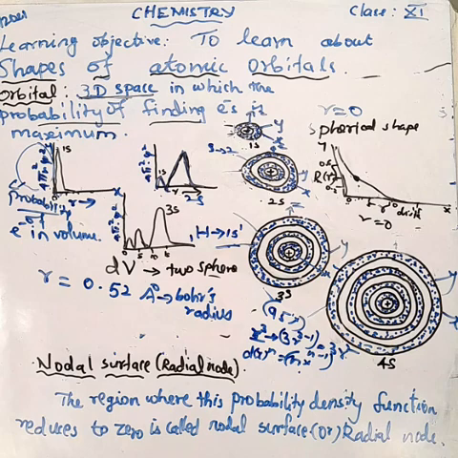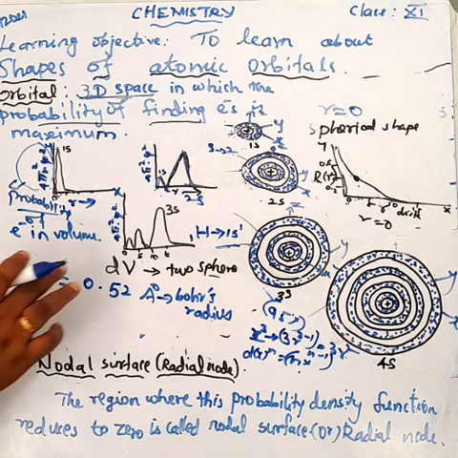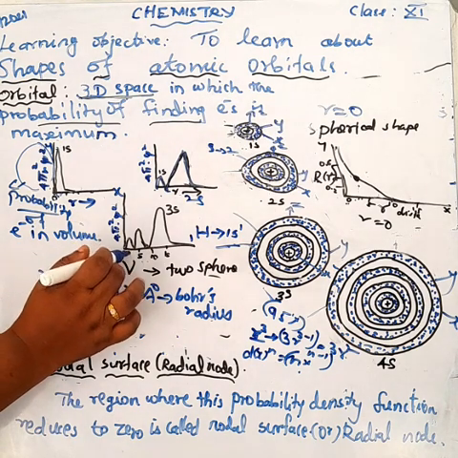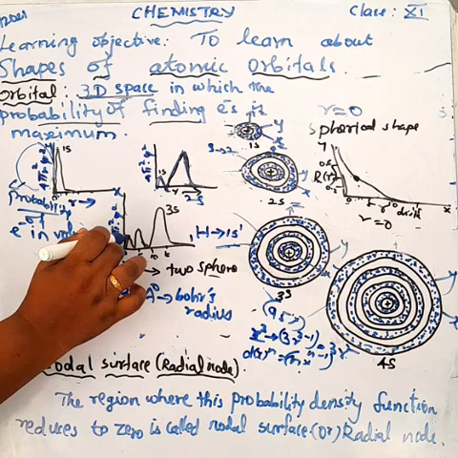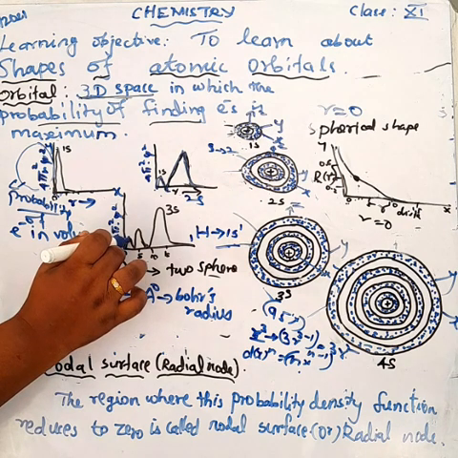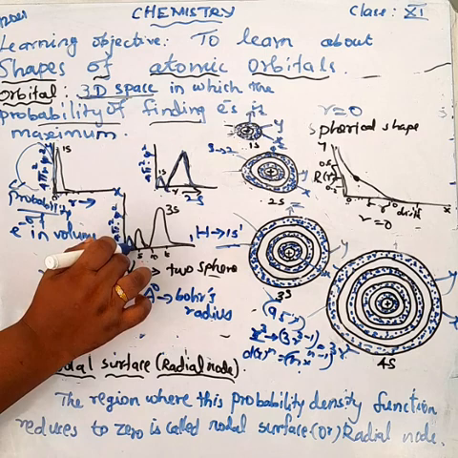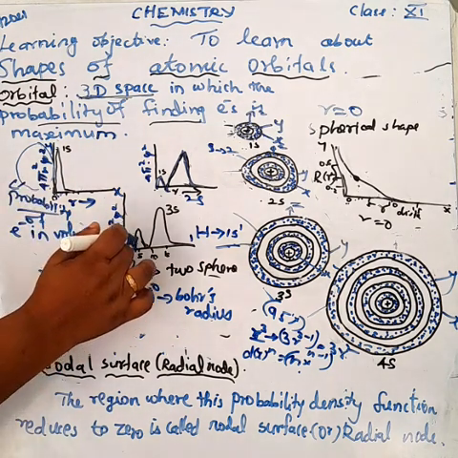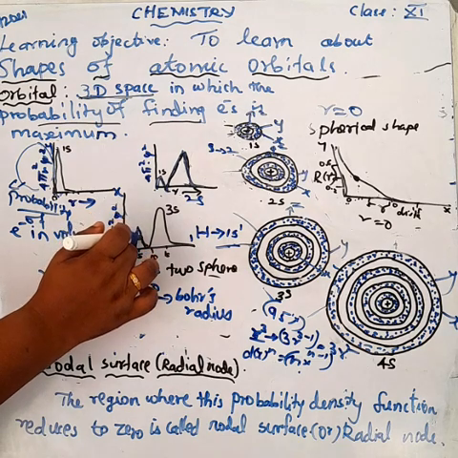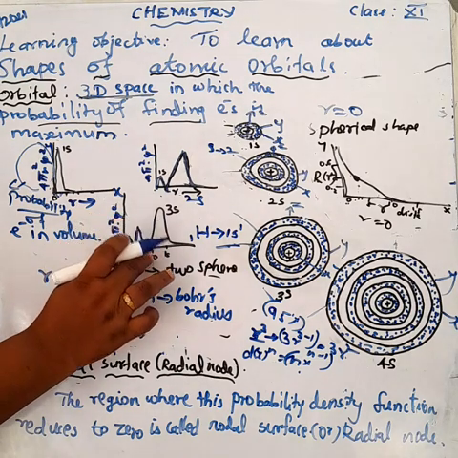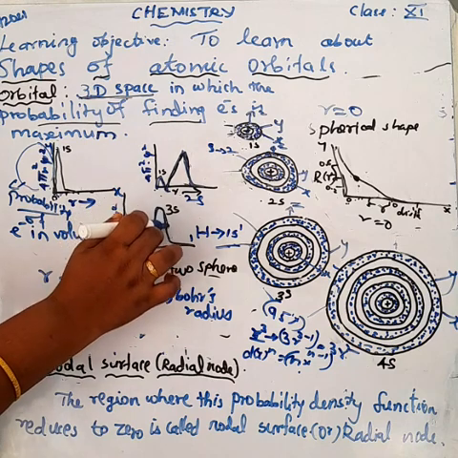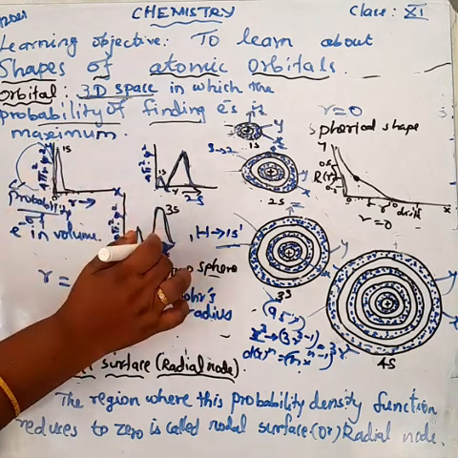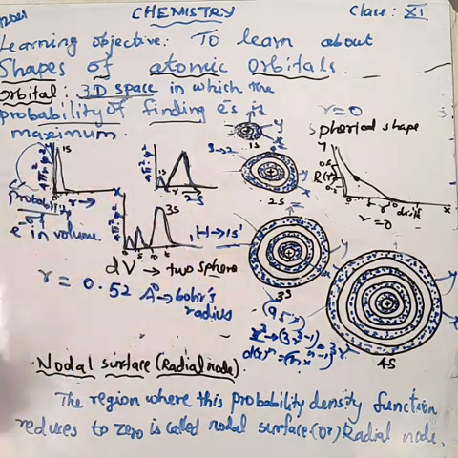Okay, understood? 3s orbital also. Here, when r decreases, the distance decreases, the probability increases, and after a certain point it decreases. After that, after a certain point, it increases, then decreases, and then it increases and decreases again. Okay. Why?